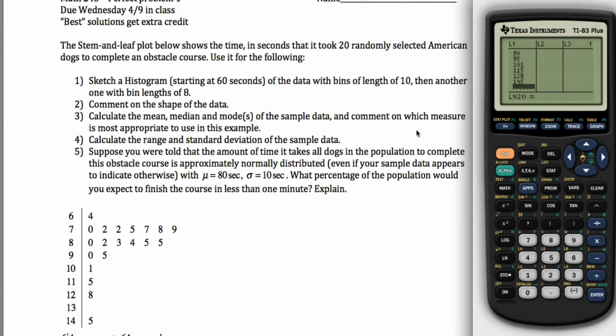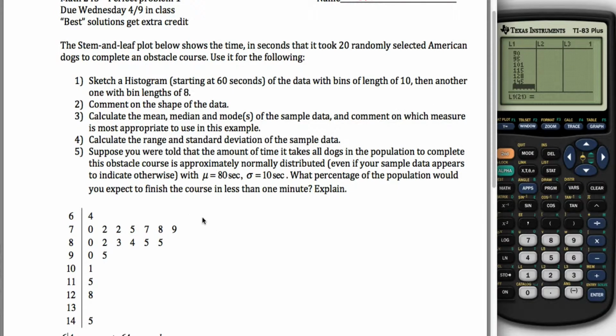Alright, I've gotten all those observations in there. It says there's 20 randomly selected dogs. I typed them in, it asked me for my 21st observation. That's good. That means I got 20 in there. It looks like I didn't screw anything up. Hopefully. Now I got it in there, so let's start doing some work.